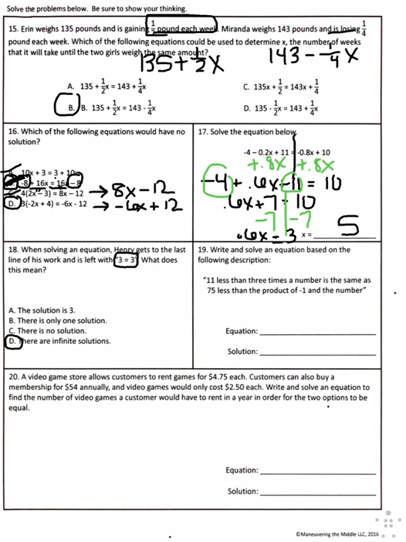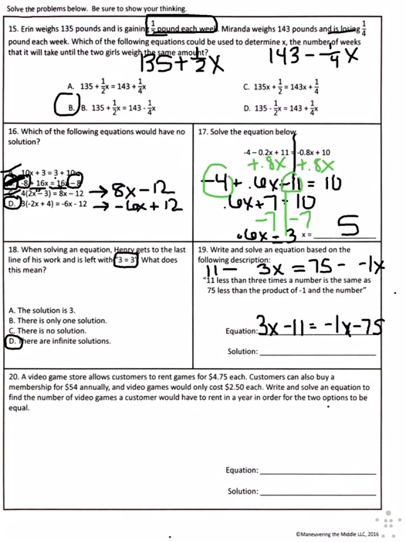Number 19. Write and solve an equation based on the following description. 11 less than 3 times a number is the same as 75 less than the product of negative 1 and the number. So 11 less than, that's minus, 3 times a number, x, is the same as 75 less than the product, which means multiply, of negative 1 and the number. Now, I'm going to rewrite my equation as 3x minus 11 equals negative 1x minus 75. Put the variables in front.